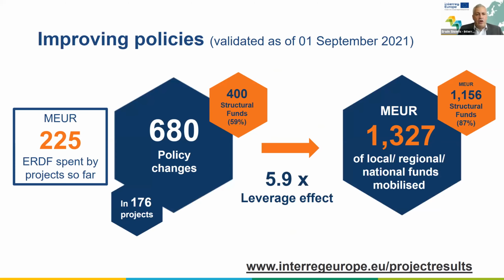Then a few figures concerning the outputs. We have so far 680 policy changes reported. 400 out of them are in structural funds programs. This is another item of our program. We demand the projects to improve structural funds programs. And here you see 60% of the policy improvements are reported in structural funds programs.